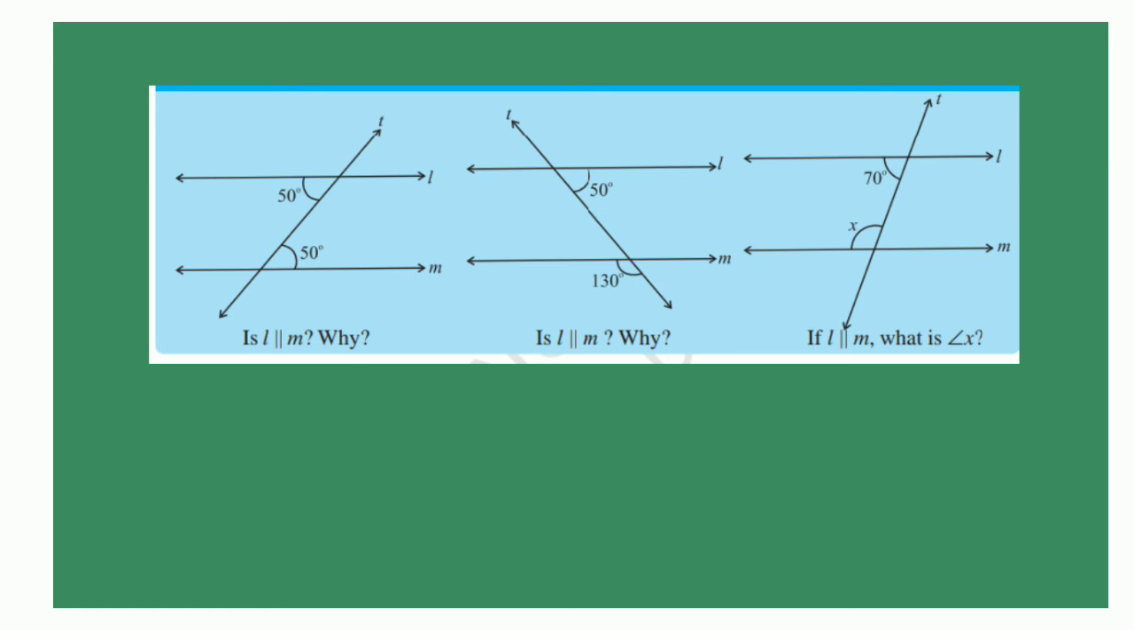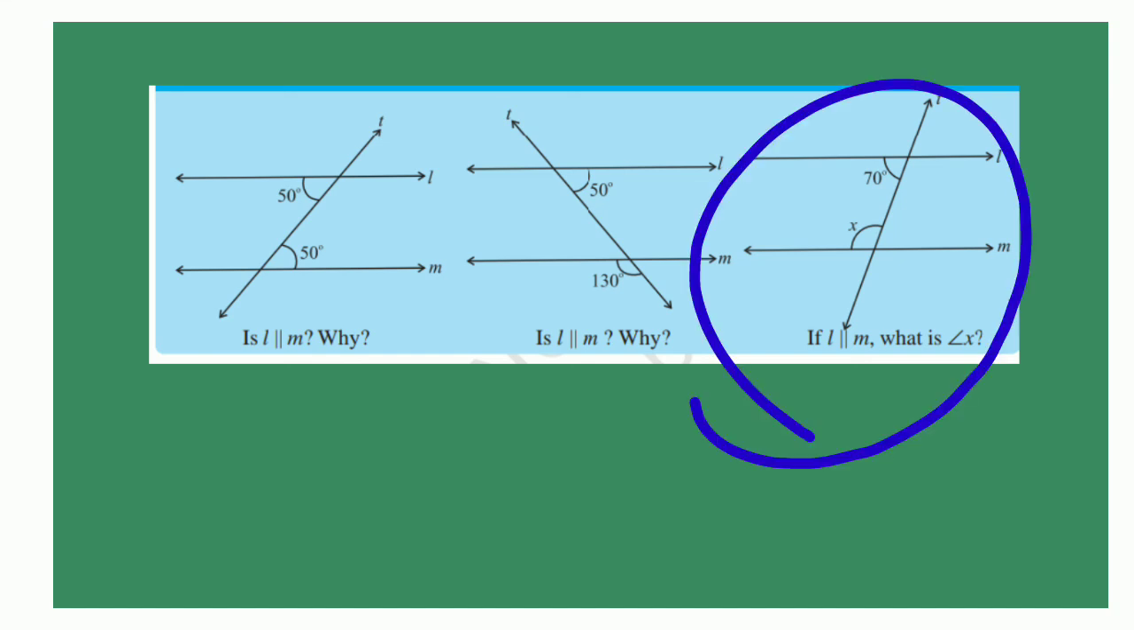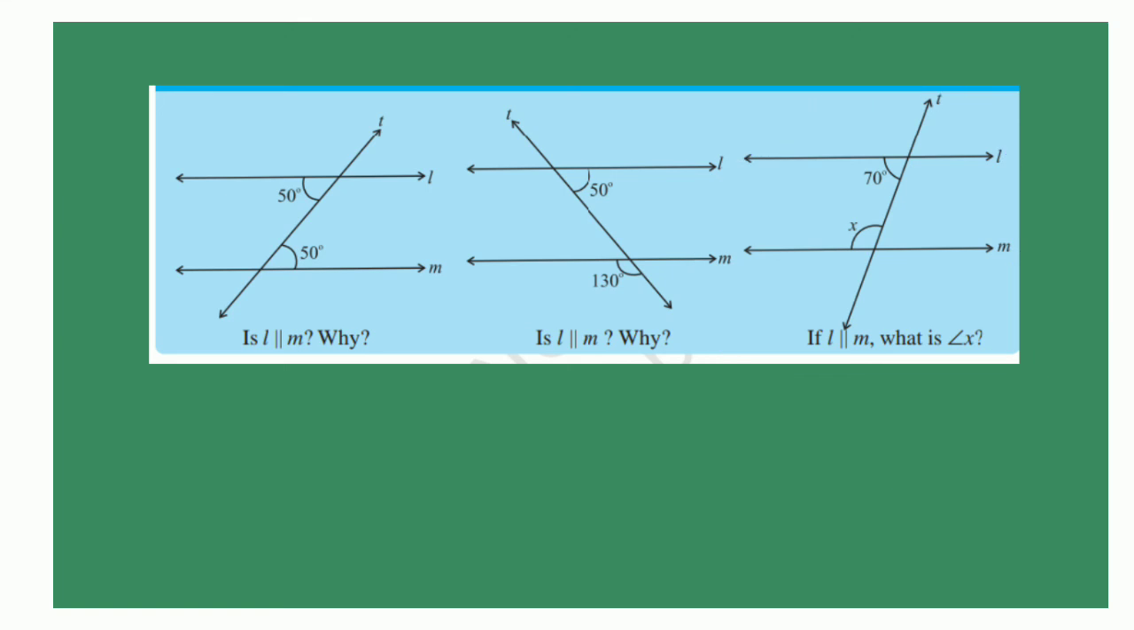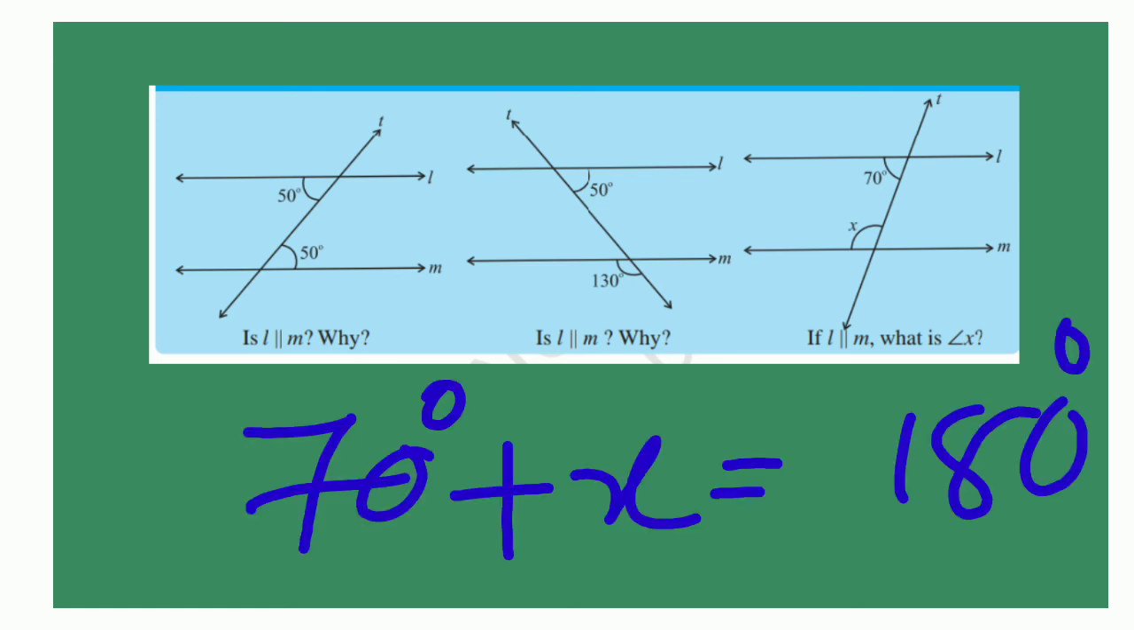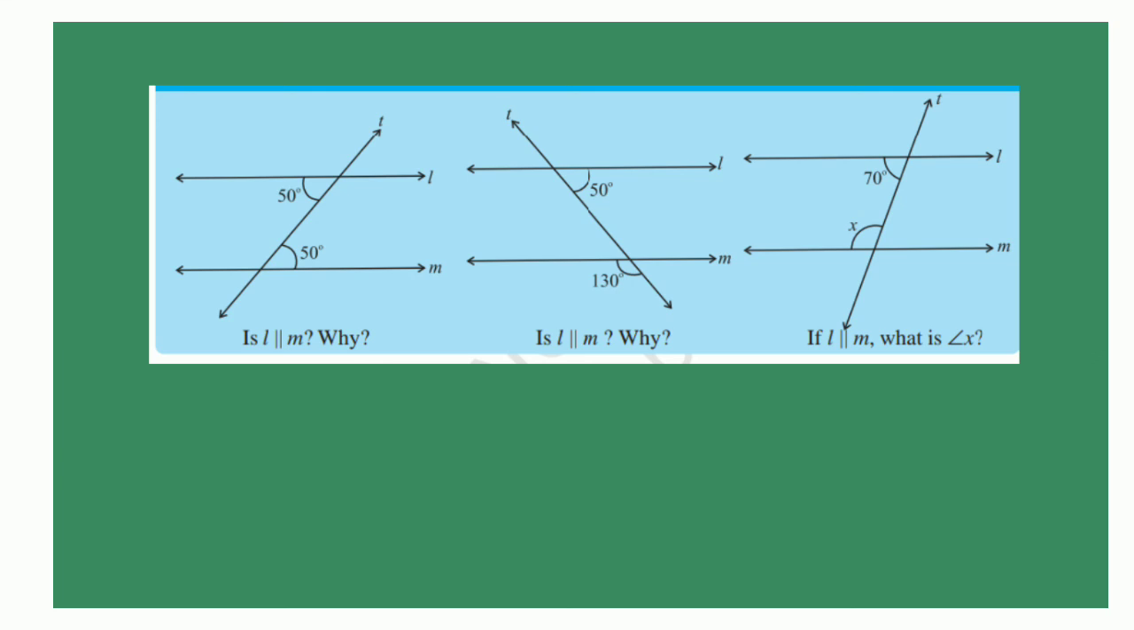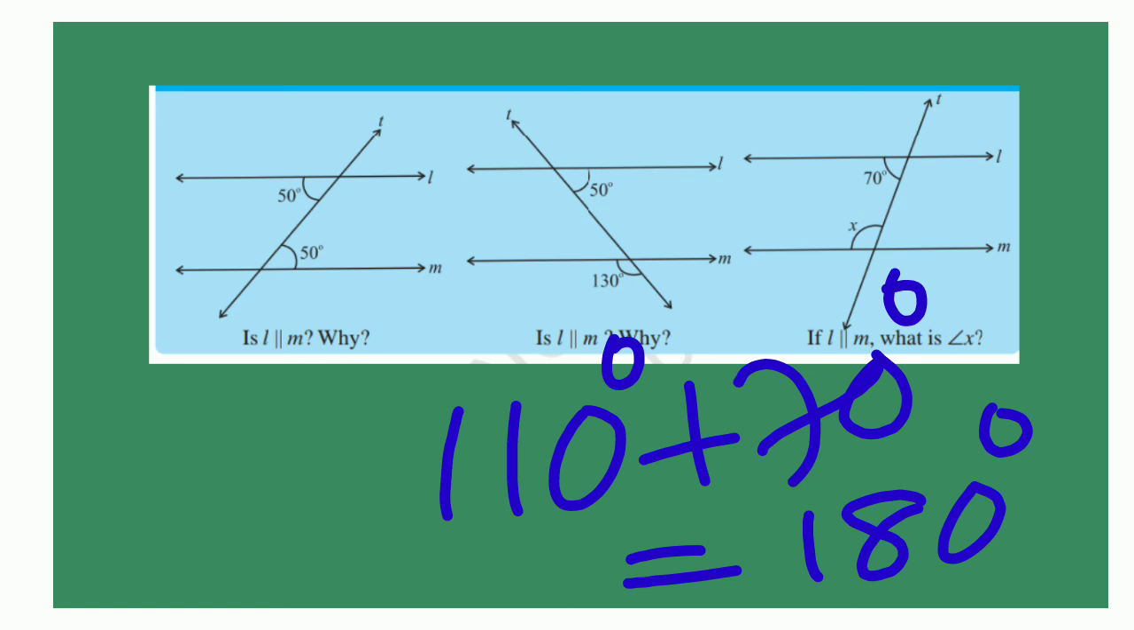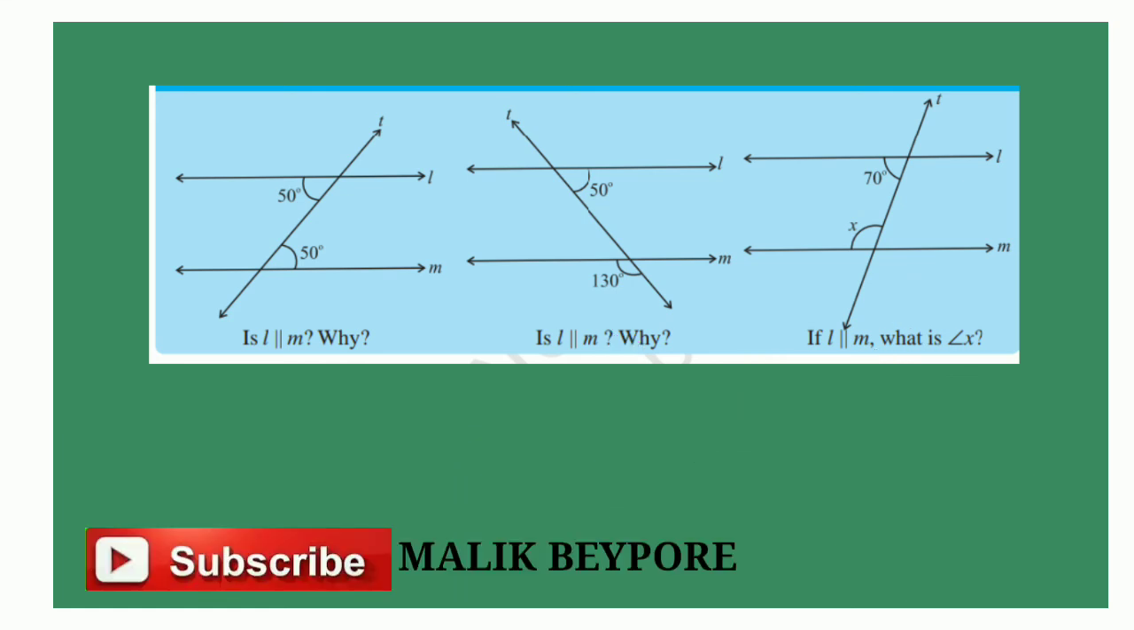Then the third one is, if L is parallel to M, what is angle X? The question is given: L is parallel to M. So what is the value of angle X? It is very clear, 70 degrees and X are co-interior angles. The sum of these two angles is equal to 180 degrees. So what is X? 110 degrees, because 110 plus 70 is equal to 180. So angle X equals 110 degrees.